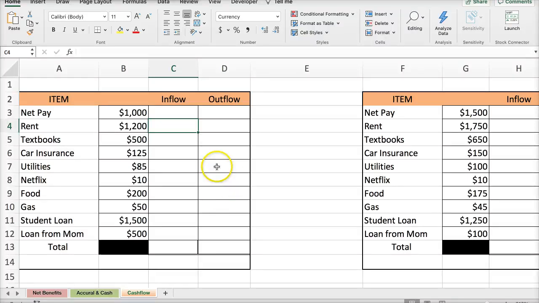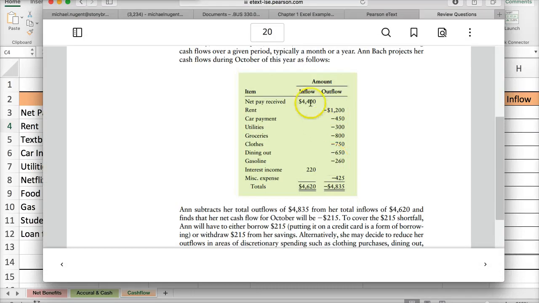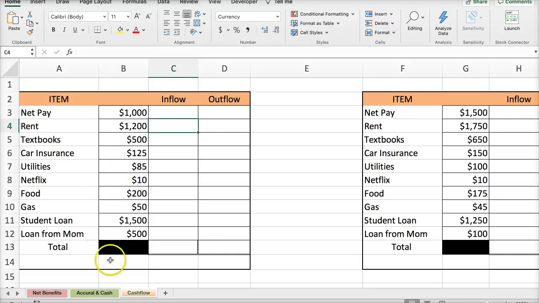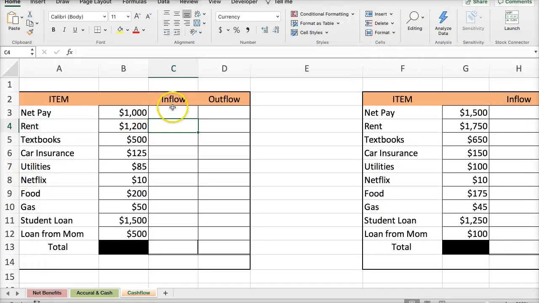But here, this is just quickly understanding what's a cash inflow and a cash outflow. So just like they show in the textbook, we're going to have the cash outflows as negatives and cash inflows as a positive amount. You'll see in the textbook they maybe have slightly different categories, but I think we can agree the cash inflow would be your net pay. So this is your pay. And then your cash outflow would be your rent, purchasing textbooks, say this is sort of September's cash outflow, car insurance, utilities, Netflix, food, and gas. So let's put that down here.